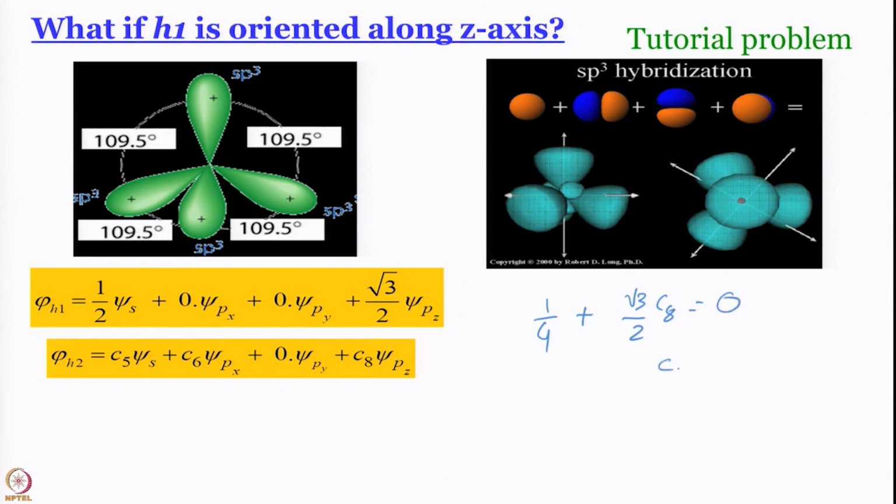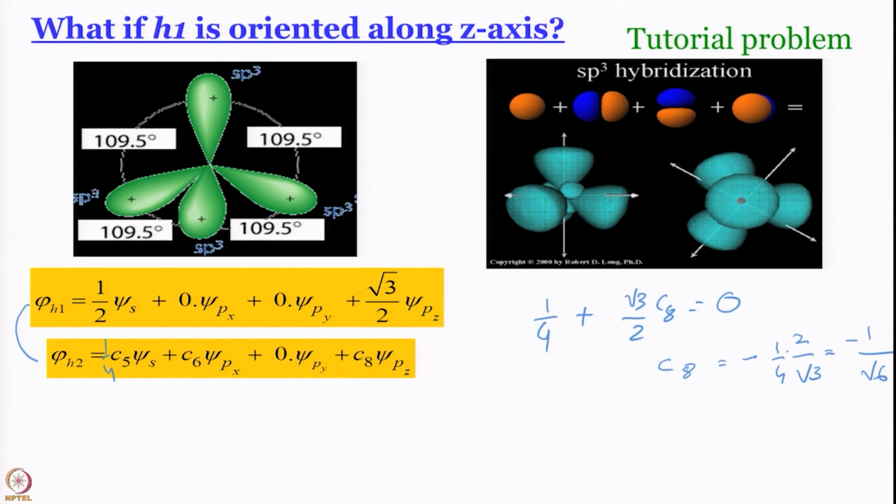So, C8, hey, why did I write 1/4, sorry. No, what am I doing? I am multiplying phi H1 by phi H2. So, this is 1/4, this is also 1/4. So, 1/4 is actually correct, but it is root 3 by 2 into C here, everything is correct. Unnecessarily I had a panic attack. So, C8 is equal to minus 1/4 into 2 by root 3, which is minus 1 by root 6.